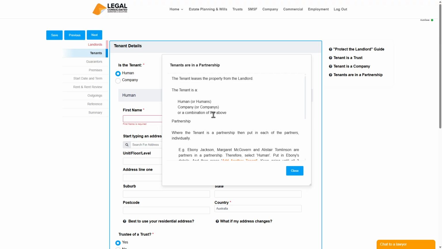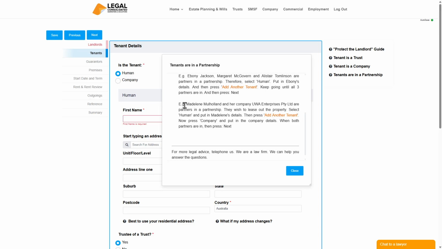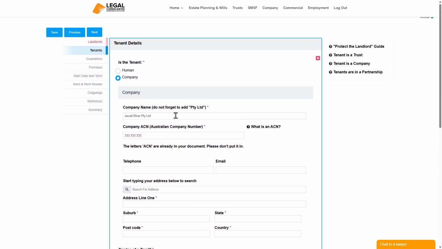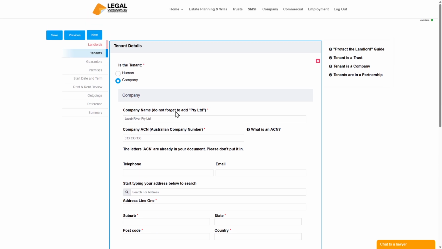That's not very good for asset protection, so most people will not operate through that. They normally operate through a company, and there might be a partnership of a number of companies. So in that case, you put in the companies. The tenant is very important. Telephone the law firm if you need a hand. We're here to help.